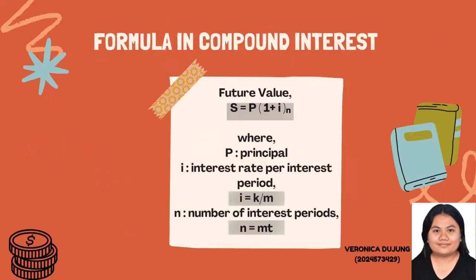Formula in compound interest. Future value S equals P(1 + i)^n, where P is principal, i is interest rate per interest period, i equals k over m, and n is the number of interest periods, n equals m times t.